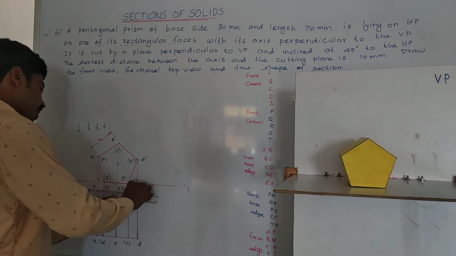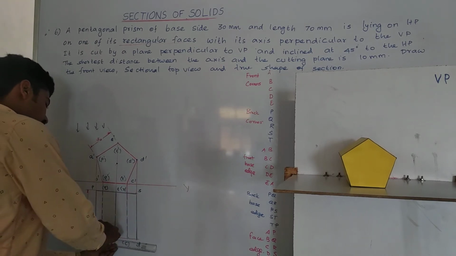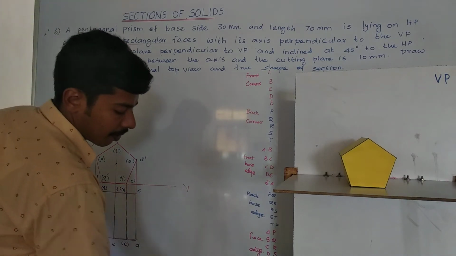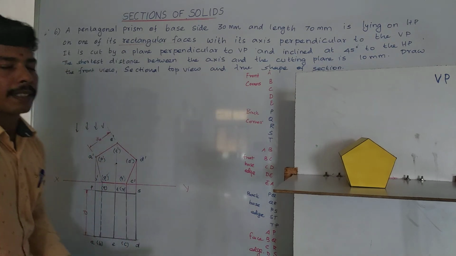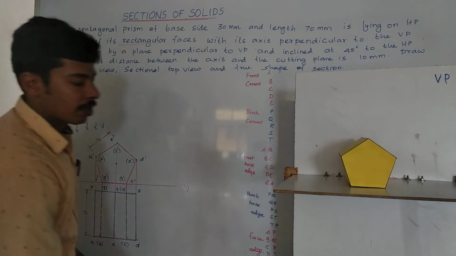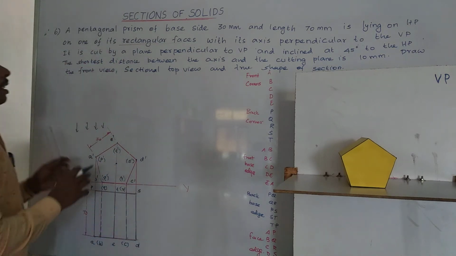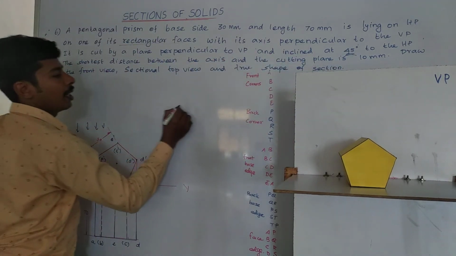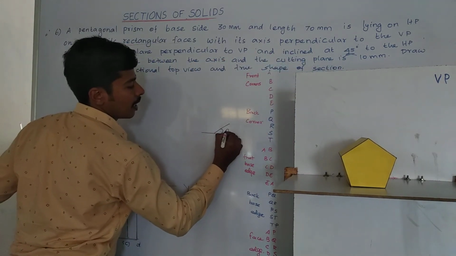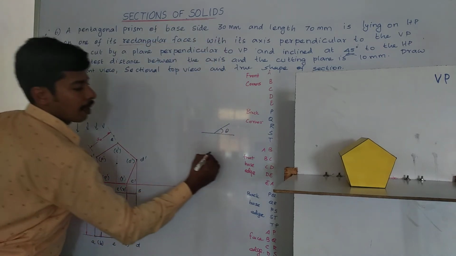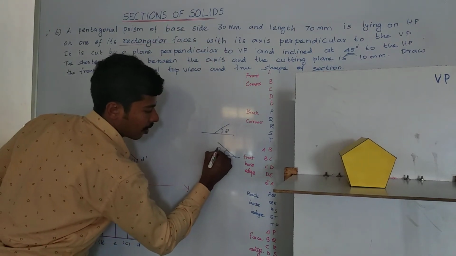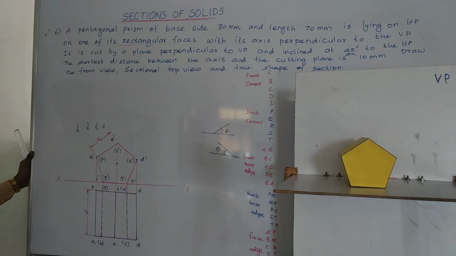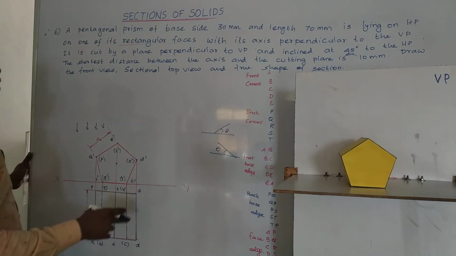So we completed the top view and front view. Then we have to mark the section line. So how to mark the section line? The section line is given as perpendicular to the VP and inclined at 45 degrees to the HP. HP inclination means, we know, this theta, upward inclination. We can draw it like this, otherwise like this, both are the same. So it is inclined to the HP.